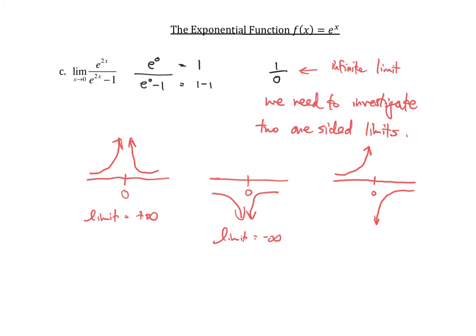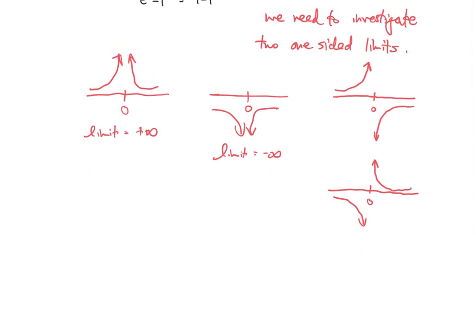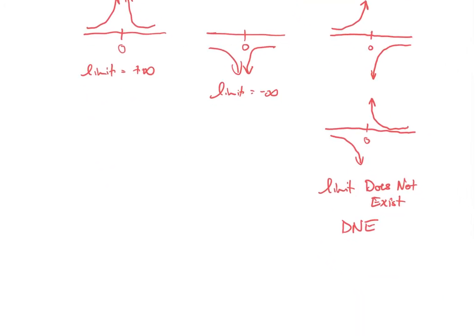Or conversely, let's say here's 0. From the left, you get negative infinity, and from the right, you get positive infinity. So in each of those cases, we would say the limit does not exist. So I write that as DNE like this. Okay. So we just got to figure out which situation we're in with this part C.